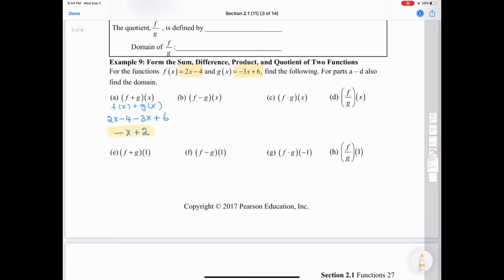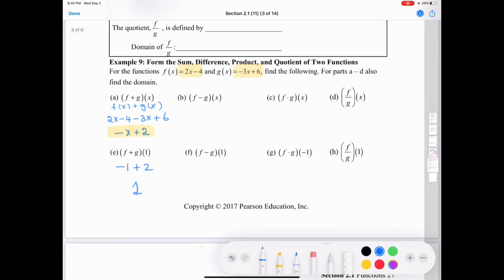And if you look, E corresponds to A, where they're asking if the x is 1, then what is the value of it? And that's what this function is. So rather than finding what g of 1 is and taking the output and putting it into f of x, since I already have the functions added up, I can find the value by plugging in 1 in this part. So it would be negative 1 plus 2, and therefore the answer for that is 1. Okay, and that is the answer for E.